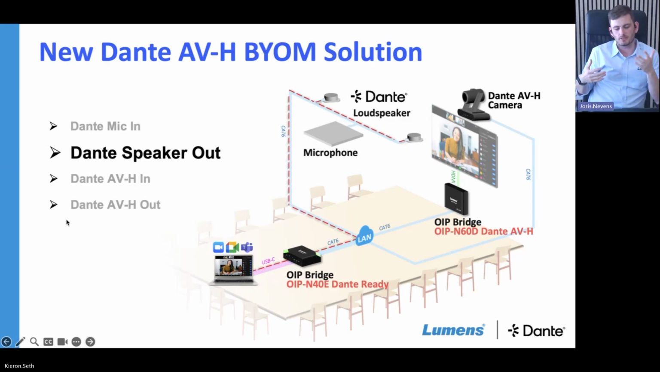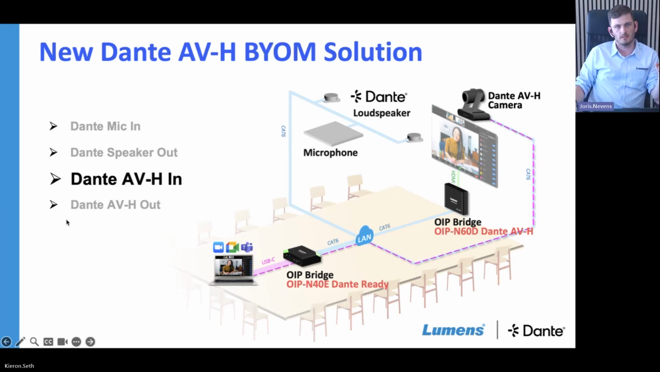Then the same thing for sound. Of course, we will take out the sound from the far end side, again over USB, going into the encoder, and we will then get it back on the Dante network and send it to the speakers in the room. For the video, we are sending the Dante AVH from the camera. In this case, it's one camera, but it can be multiple cameras. We are routing that through the Dante domain to the encoder, which converts it back to USB source.